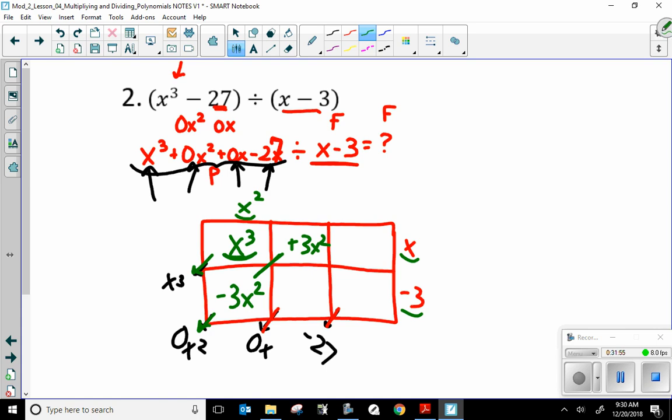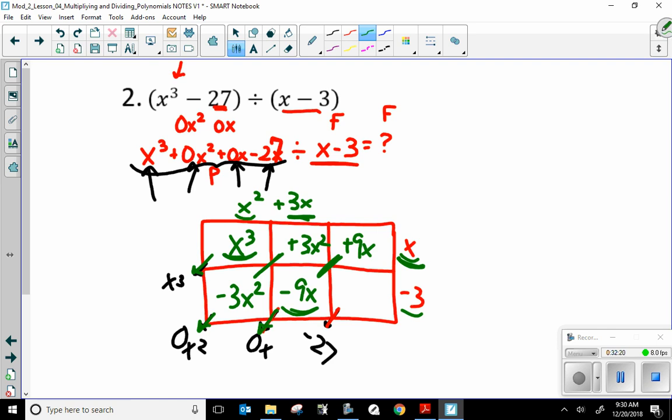This is where the mistakes happen. Now I got to go back to multiplication. X times what is 3x squared? Well, a plus 3x. Now I multiply again for down here. 3x times negative 3 is negative 9x. These two should add to 0. So a plus 9x and a negative 9x give me 0.